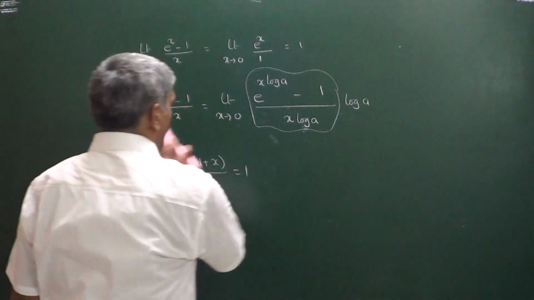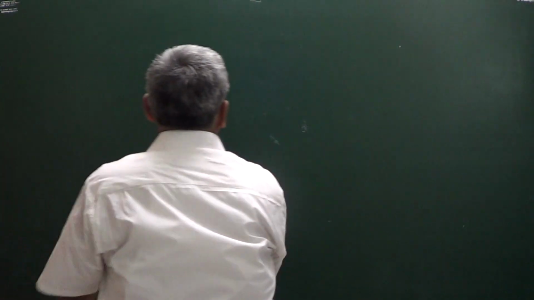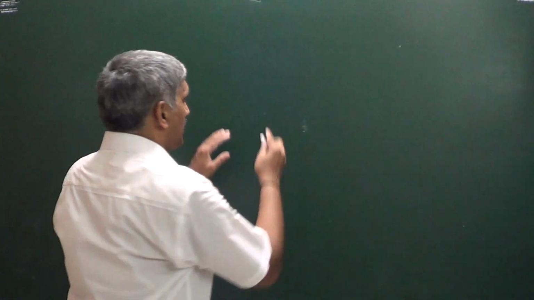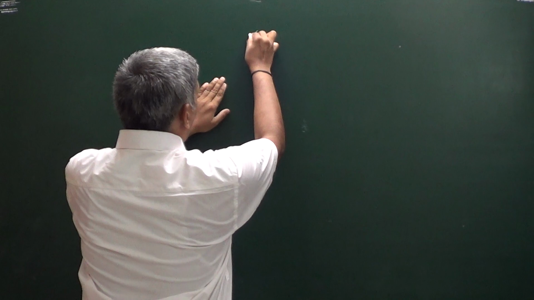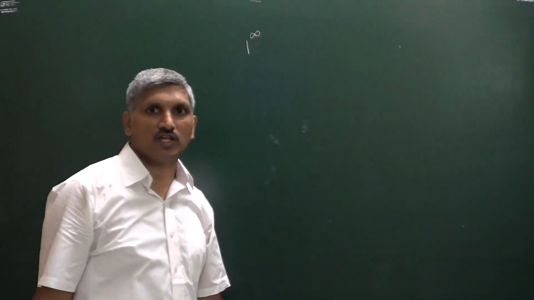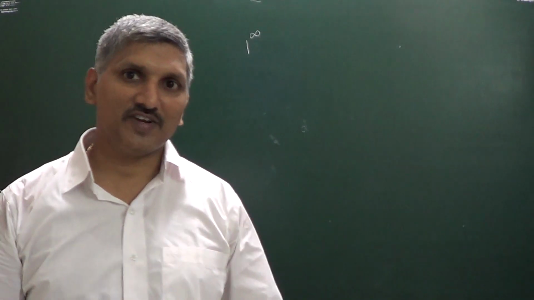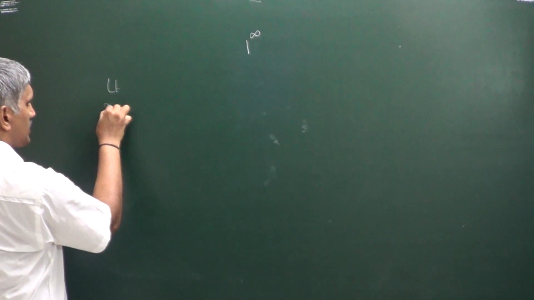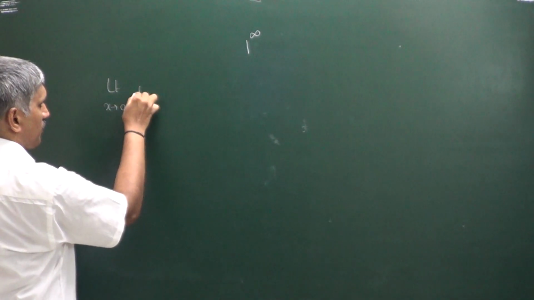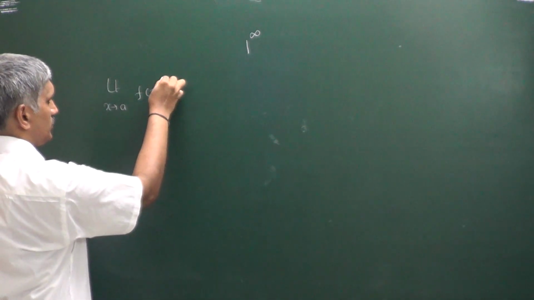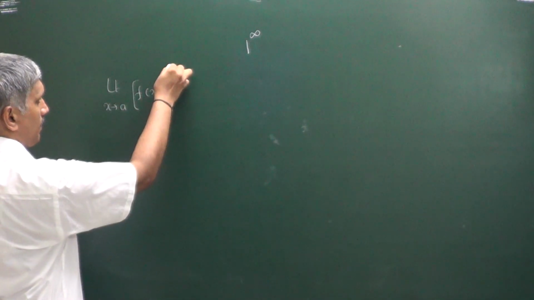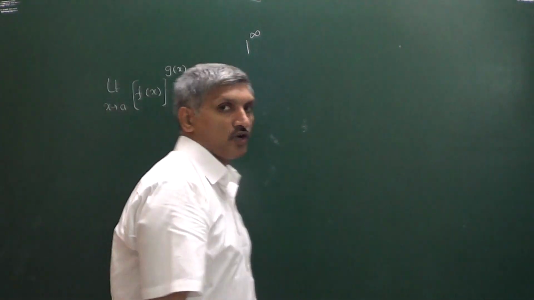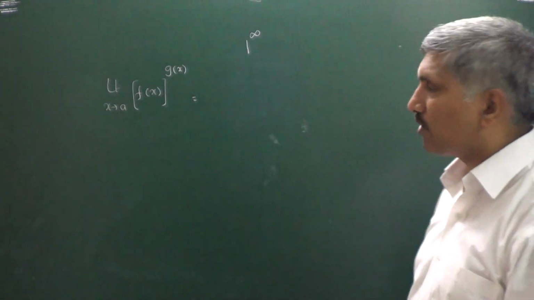At the same time, another important idea I am going to discuss is whenever we are getting the form 1 power infinity. How to evaluate the limits when it is in the form of 1 power infinity? Just observe here: limit x tends to a of f of x whole to the power of g of x. That limit we have to evaluate.